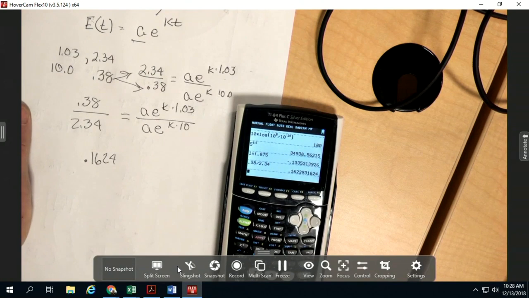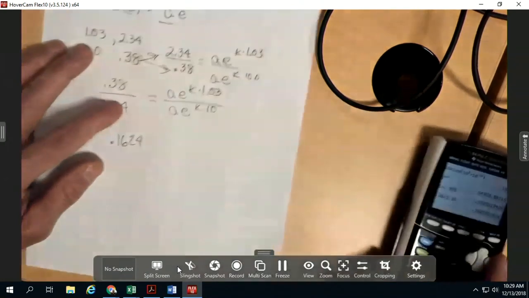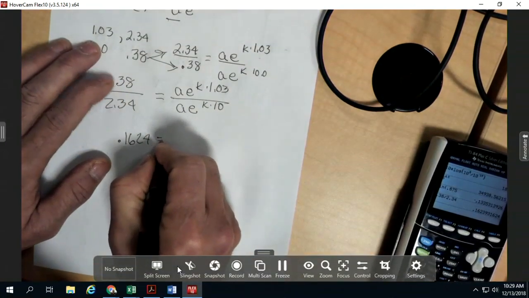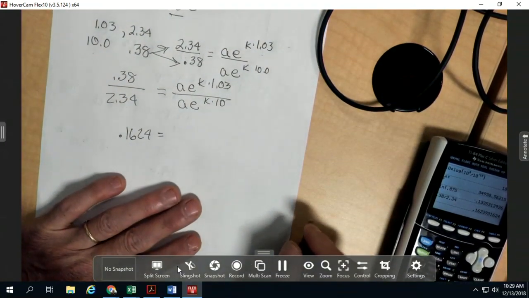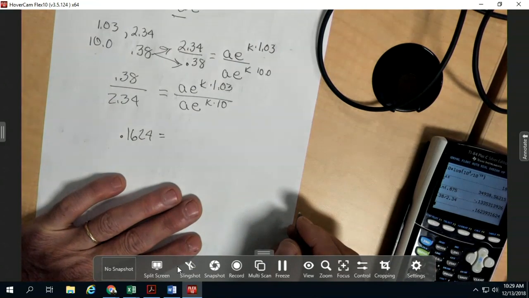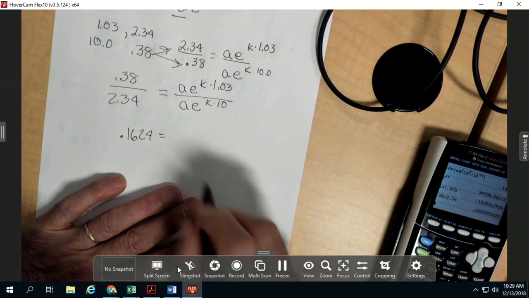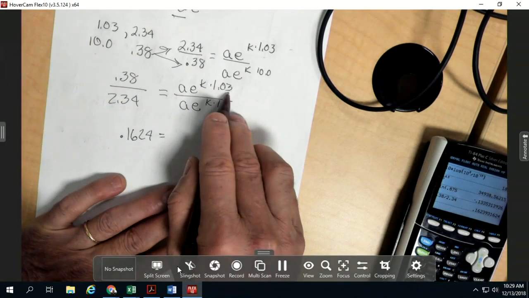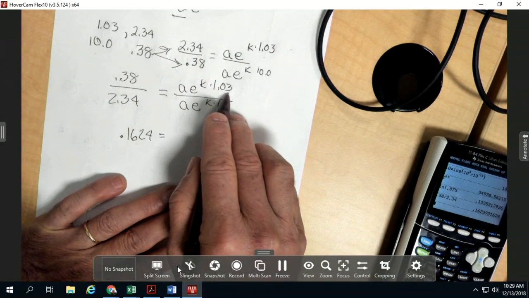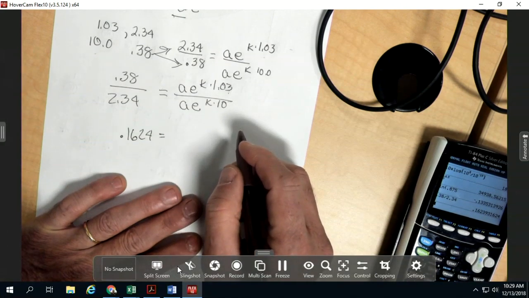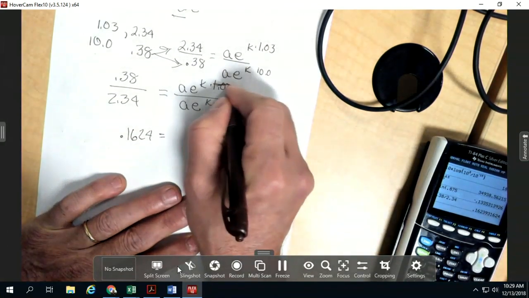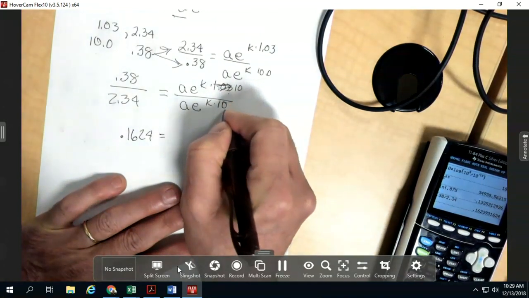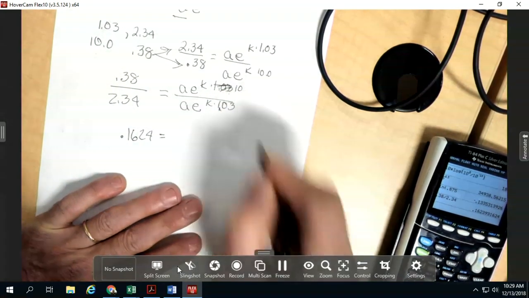Am I going too fast for you? A little bit. So what did you take? I just divided this side. Should the 0.03 stay with the 0.34? Like switch your a e's around? Oh, I didn't write it the correct way. This should be 10, and this should be 1.03.